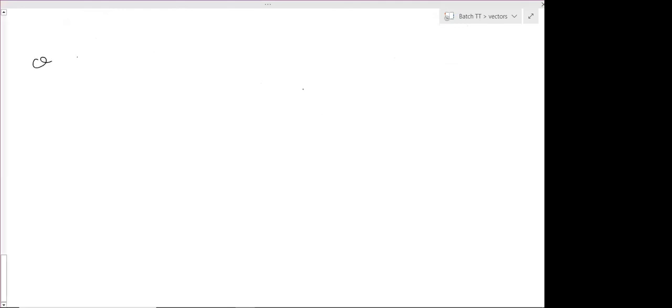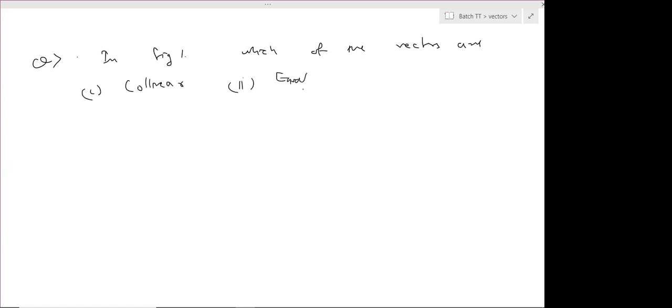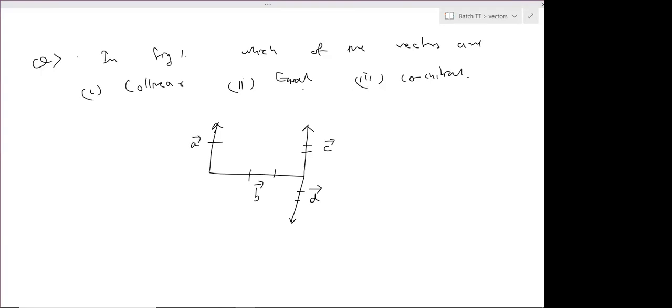All right, solve one question. In figure 1, which of the vectors are collinear, equal, coinitial? All right, everyone. You have 5 minutes for this.